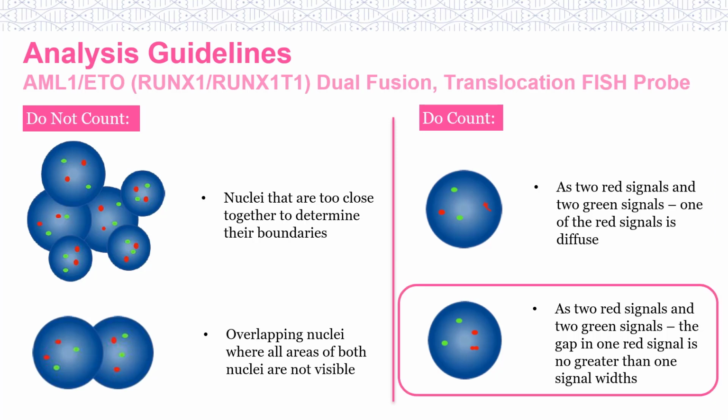Additionally, when a gap is seen between two signals of the same colour that is no greater than 1 signal width, or where there is a faint strand connecting the two signals, as seen here, the analysts should consider this to be 2 red signals and 2 green signals. Remember, since variant patterns may be seen during analysis, it is important to have all analysts trained to read fusions and signal rearrangements in the same manner.